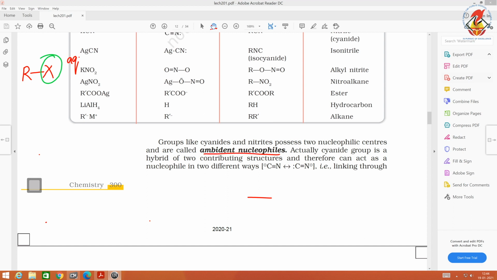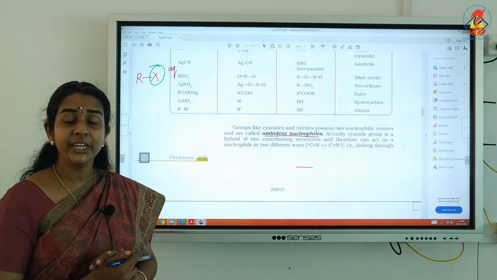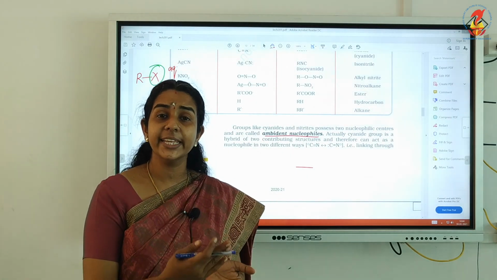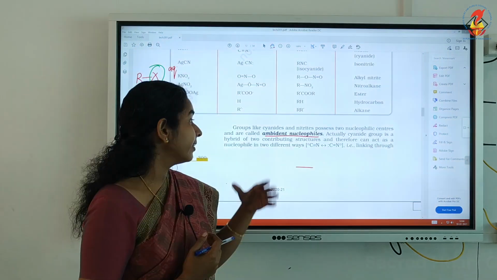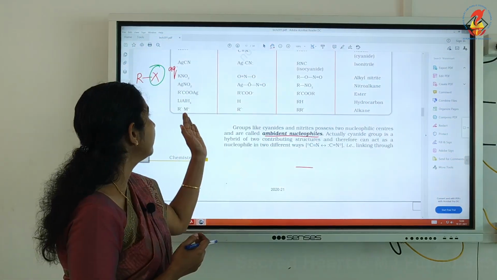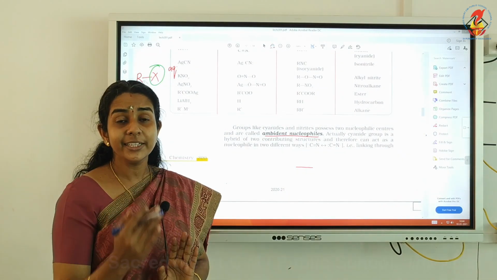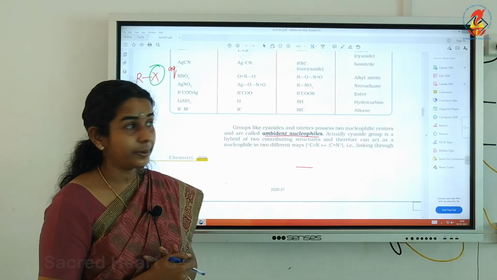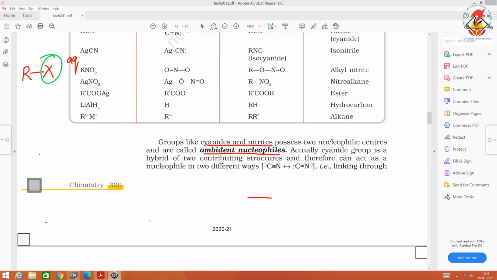Very important question: KCN, AgCN, KNO2, AgNO2. They are giving different products. With KCN cyanides, but with AgCN we are getting isocyanides. With KNO2 we are getting alkyl nitrite, but with AgNO2 we are getting nitroalkane. Such nucleophiles are known as ambident nucleophiles. Examples, cyanides and nitrites, very important.